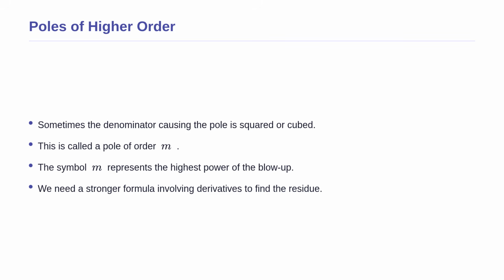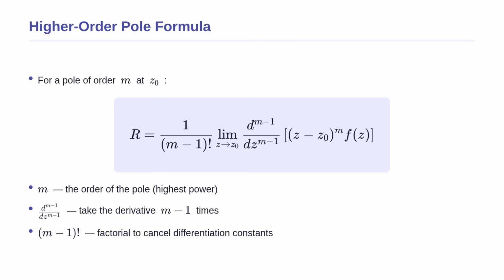We need a more robust mathematical tool to isolate the residue, which means we will have to introduce derivatives into our process to strip away the extra layers of the pole. Here is the formula we use for these higher order poles. Conceptually, it does the same thing as before. It clears the denominator and isolates the residue.